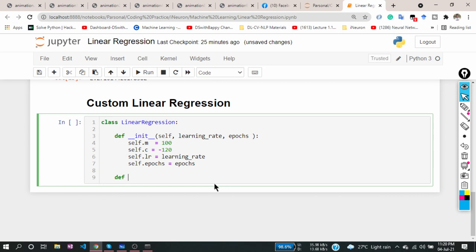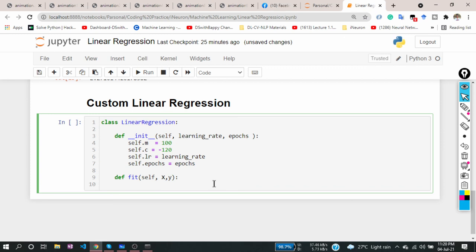Because we have defined some object, whatever object we can think of, we define by using the OOPS concept. I think you have learned the OOPS concept. We will define the fit. Fit will take self definitely, and it will also take your x. X means your training data, and y.